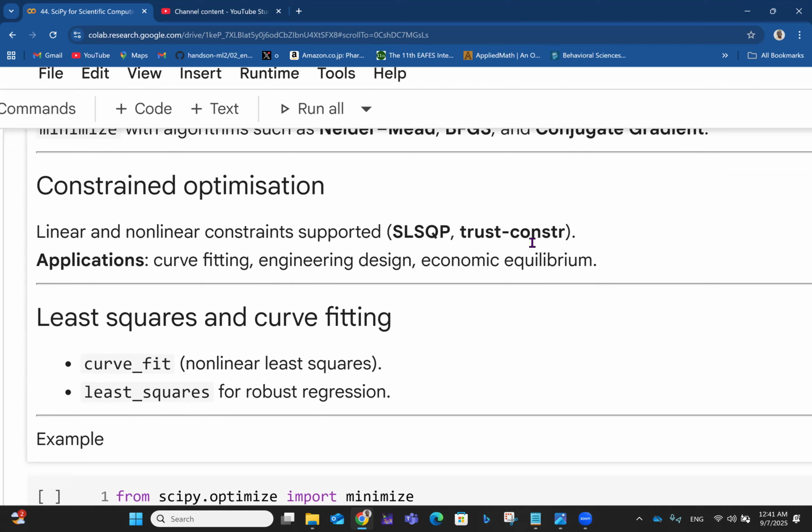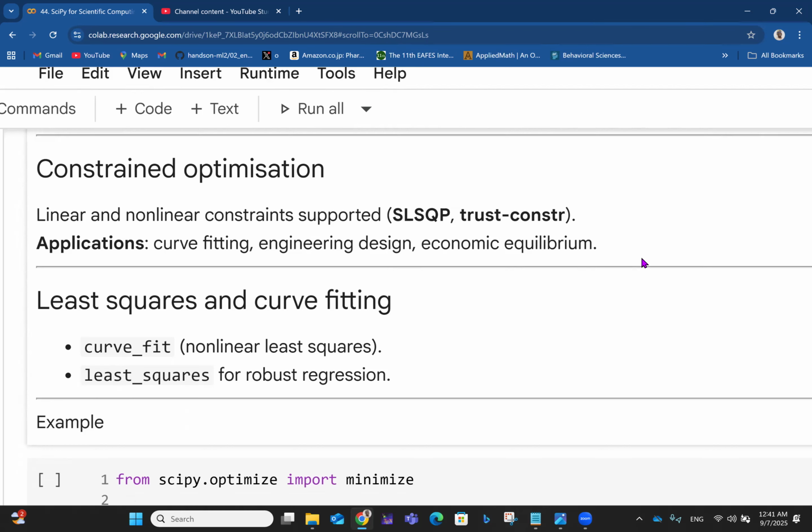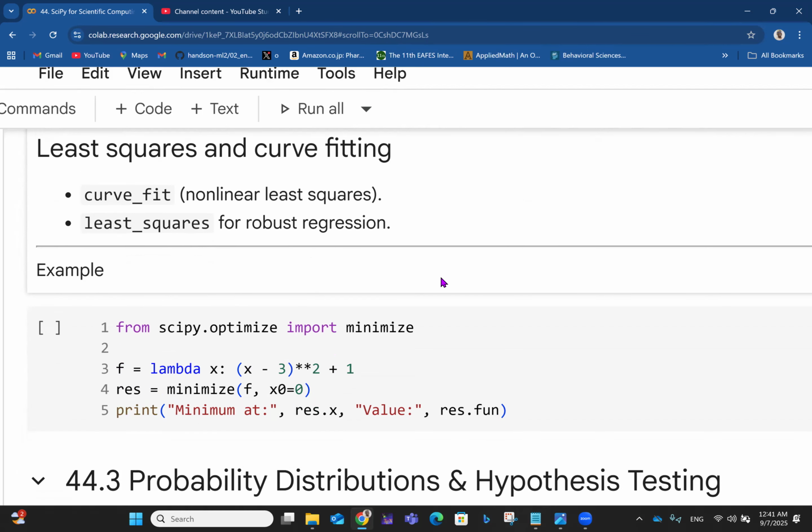So you have SLSQP. I think I dealt with this under the numerical optimization techniques, kind of. Then you have the trust constraint. Then applications: you have it in curve fitting, engineering design, and economic equilibrium. Then you have least squares and curve fitting. So you have curve_fit, nonlinear least squares. Then you have least squares for robust regression.